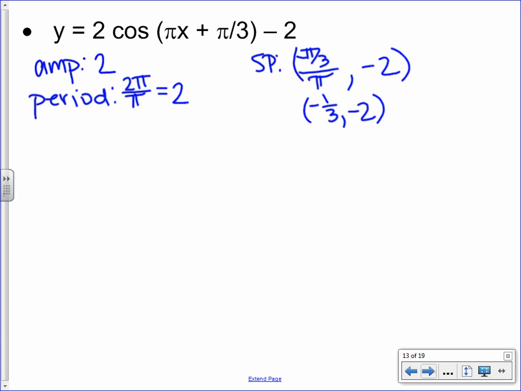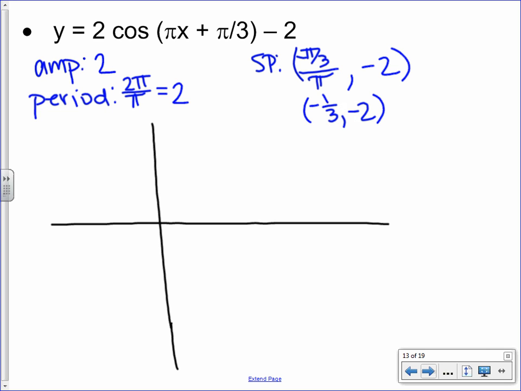You'll look at my frame on here. Our starting point is at negative 1/3, negative 2. Our amplitude is 2, so we're going to draw from our starting point our frame up 2 and down 2.